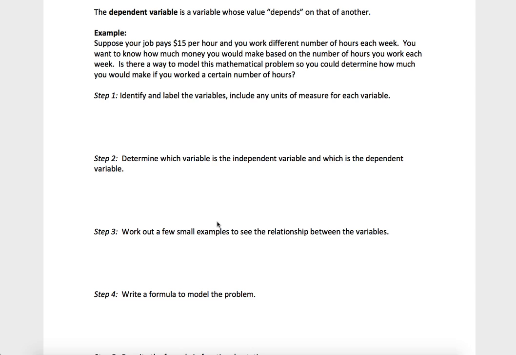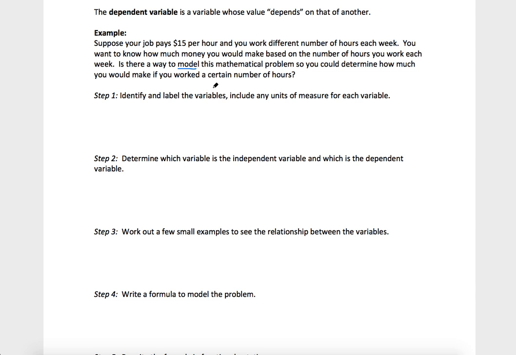Okay, now let's take a look at this example. So suppose your job pays $15 per hour and you work different number of hours each week. So maybe one week you work 10 hours, another week you work 40 hours, right? And you want to know how much money you would make based on the number of hours that you work each week.